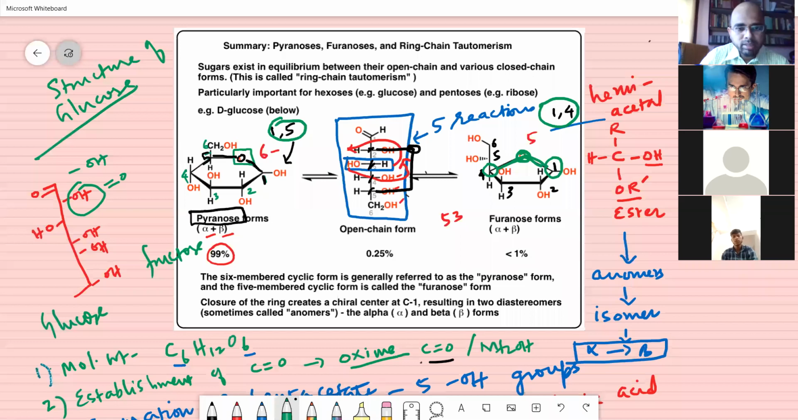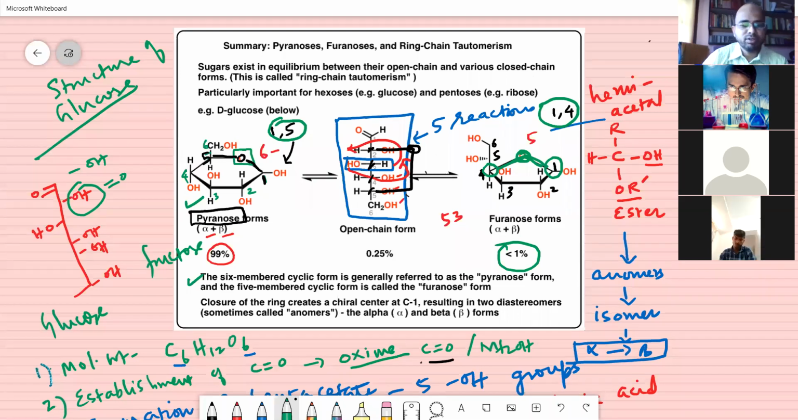Now you need to remember, 1,5 linkage gives rise to pyranose form. This is an important point. We give marks only for important points. 1,5 linkages result in the formation of pyranose form. 1,4 linkages result in the formation of furanose form. And that comes to about 1% of the overall, so you have a very small amount of the furanose form. You can see this point here. The 6-membered cyclic form is generally referred to as the pyranose form, and the 5-membered cyclic form is referred to as the furanose form.